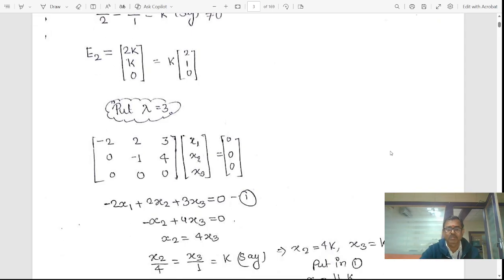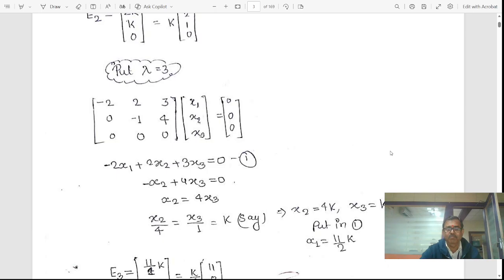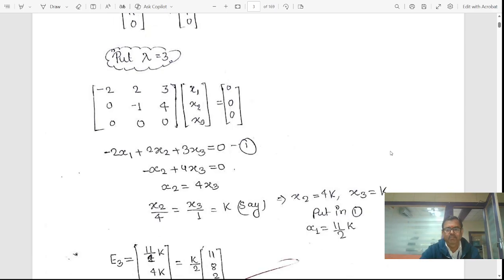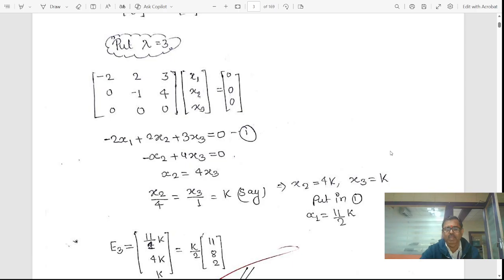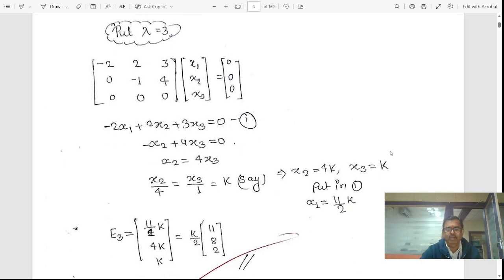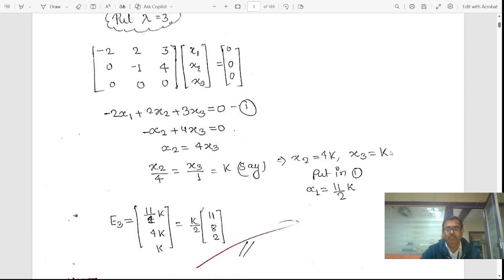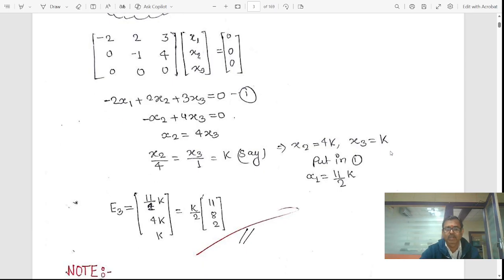So equation number 2, convert it in ratio form. That means x2/4 = x3/1 = k. Therefore x2 = 4k, x3 = k. Putting these values in equation number 1, we get the value of x1 = 11/2 k. So that becomes the third eigenvector. We can write this as k/2 times (11, 8, 2). K/2 is common, so that is 11, 8 and 2. So that is the required solution.